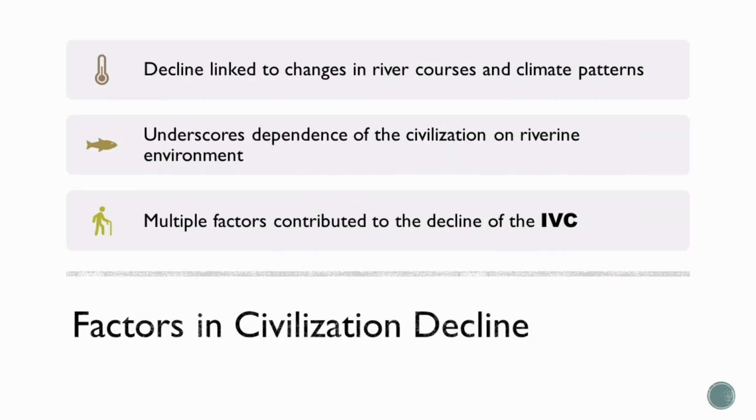The decline of the Indus Valley Civilization has been linked to various factors, including changes in river courses and climate patterns, underscoring the dependence of this ancient civilization on its riverine environment.